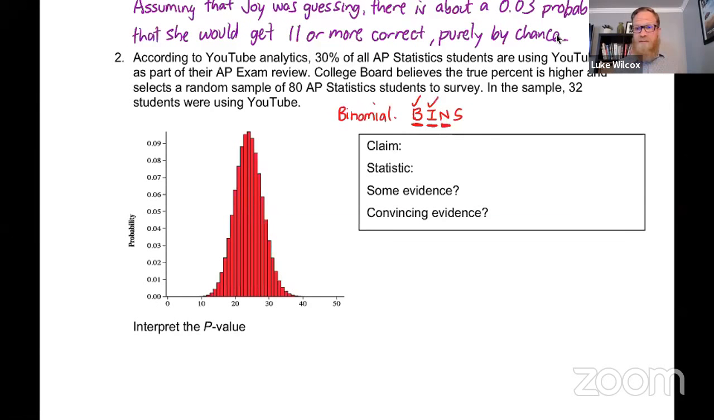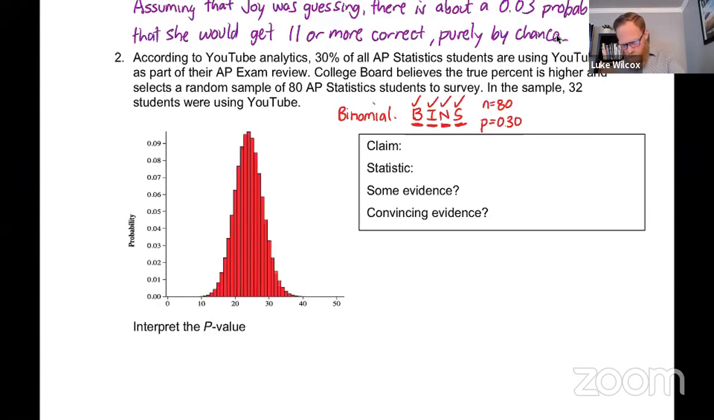N says that there is a fixed number of trials. Well, sure, there's a fixed number of trials. The sample size is 80. And then S, we need the same probability of success for each trial. If we assume that the YouTube analytics are correct, then the probability of success for each trial would be 0.30. And so all 4 conditions are satisfied, and we know we have a binomial distribution.